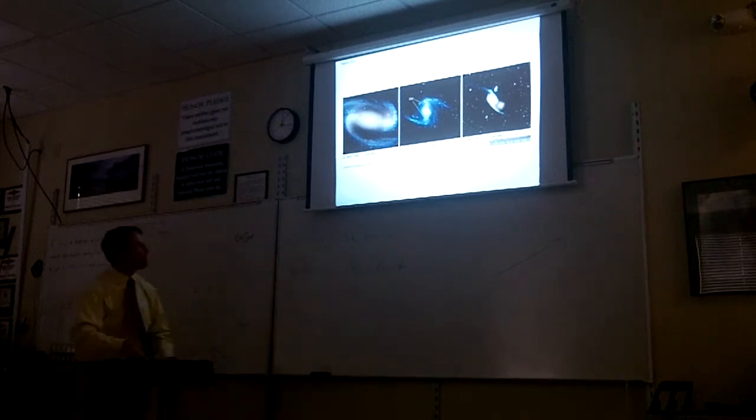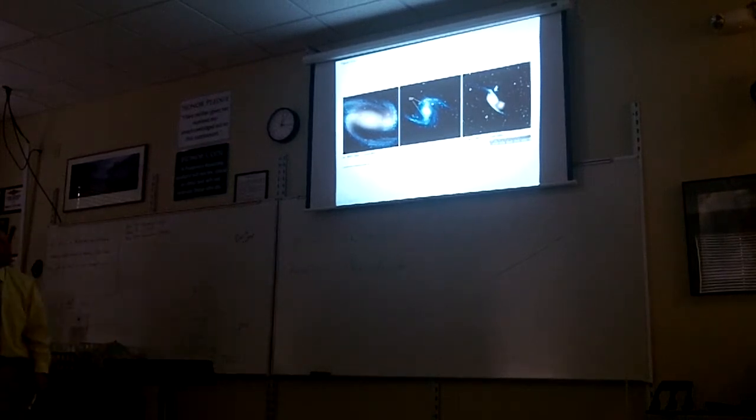The barred spirals have this bar. You see the bar that kind of goes through the middle there? And the arms come off of the bar. Doesn't it look like there's a bulge and a bar going through there? Here you can kind of see there's a bar running through the middle.